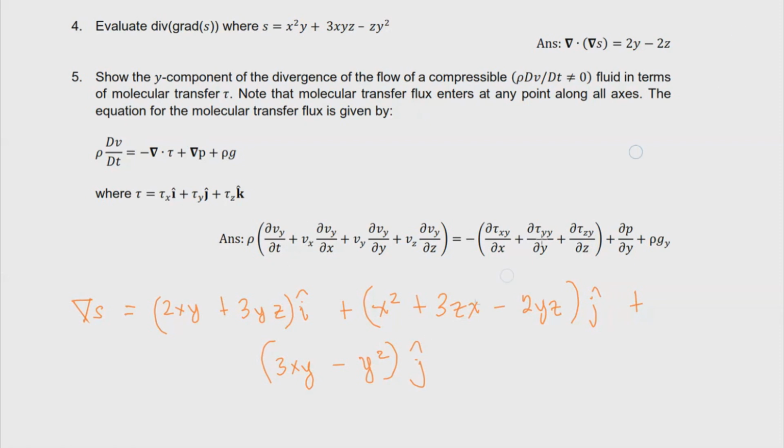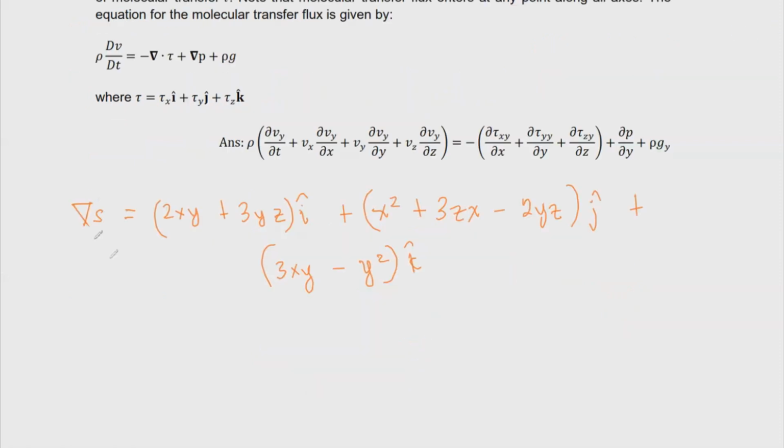The k direction. Now from this expression, we need to find the divergence, so that is simply the dot product of the gradient of S. So this is how you represent the divergence of the gradient of S. So this is equal to, so we first take the partial derivative of this expression with respect to x.